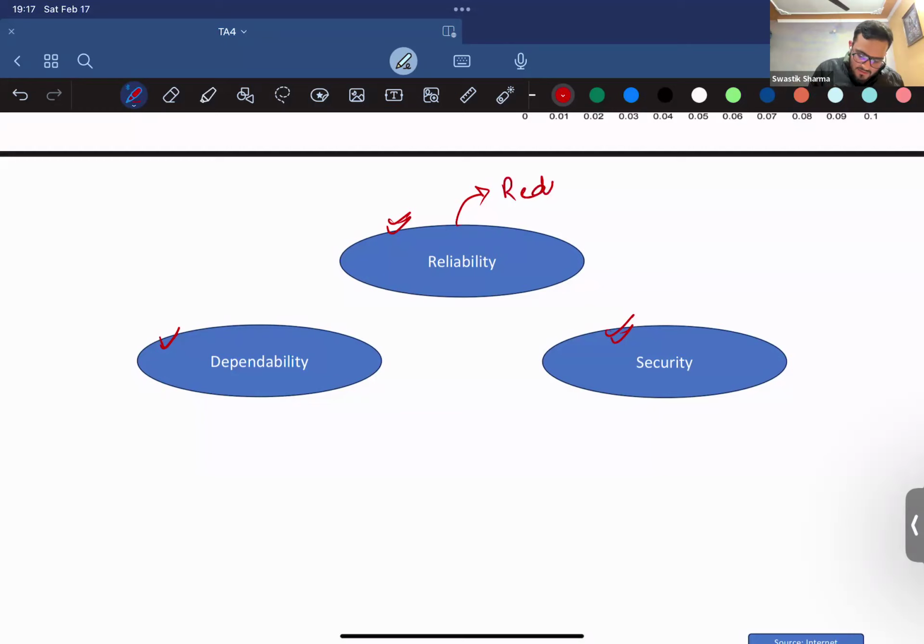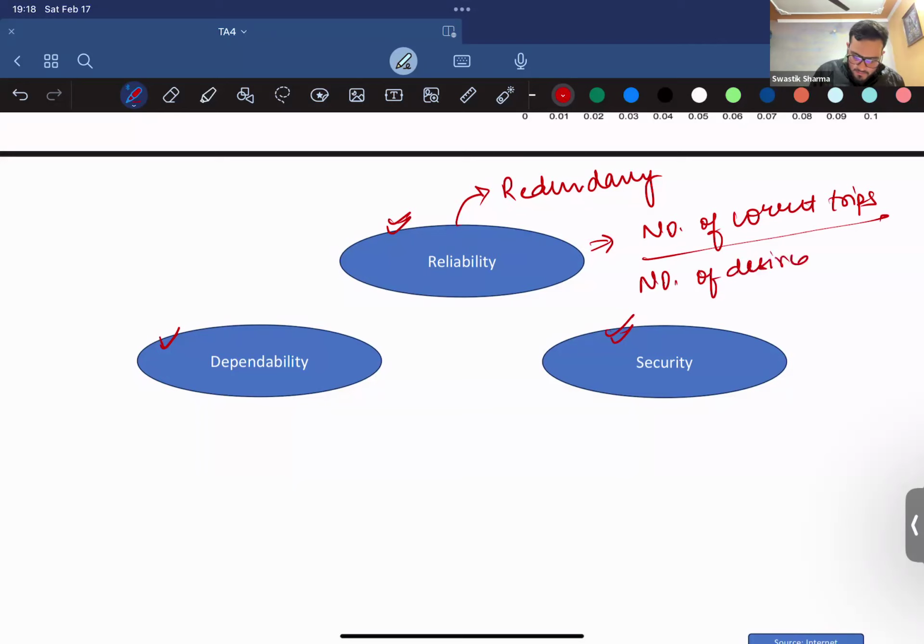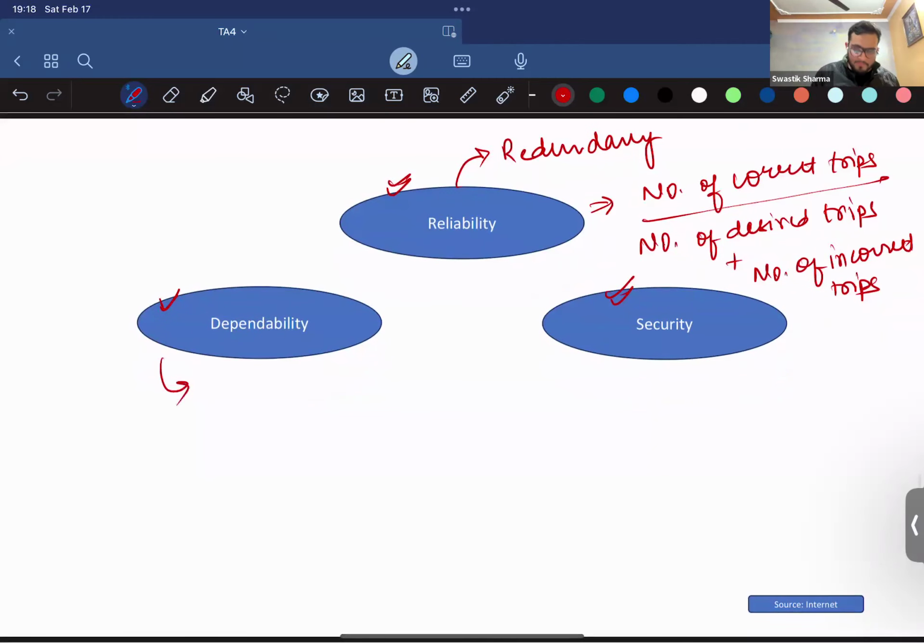So redundancy means that you increase the number of relays connected to that system to be able to shun the fault altogether. To measure reliability, you calculate the number of correct trips that it does, divided by the total number of desired trips that you wanted it to do, plus the number of incorrect trips. The relay could incorrectly trip a line, which it is not supposed to do, right? That's something that your relay should not do. So this is the reliability index. That's how you calculate the reliability index.